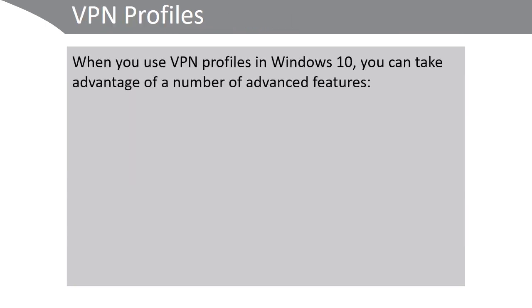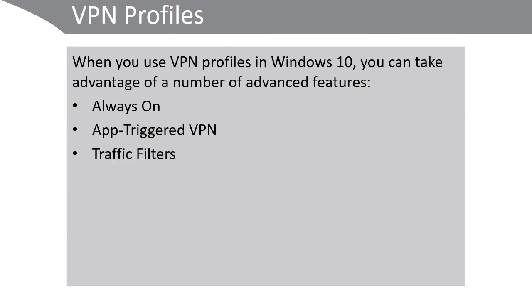When you use VPN profiles in Windows 10, you can take advantage of a number of advanced features. Always on. You can configure the VPN profile so that the VPN initiates when the user signs in, or when there's been a change in the network state, such as no longer being connected to the corporate network. App-triggered VPNs. You can configure the VPN profile to respond to a specific set of apps. If the user loads a particular app, then the VPN will initiate.